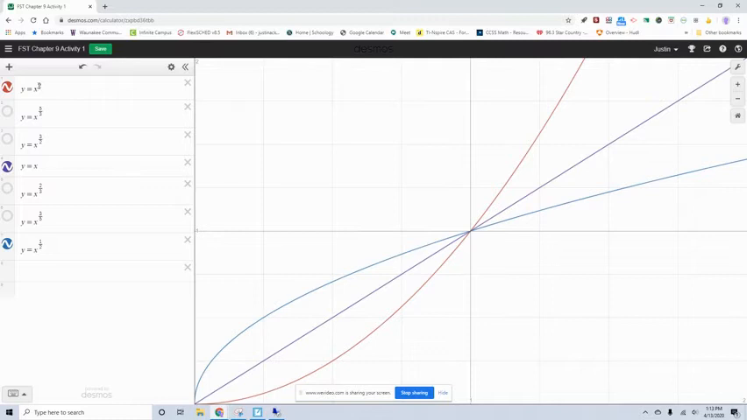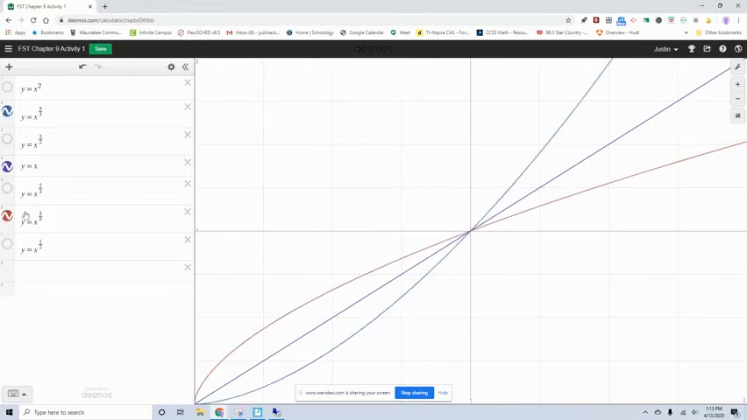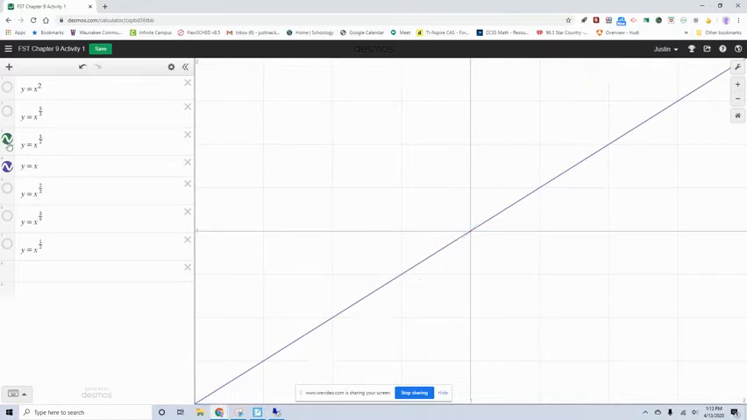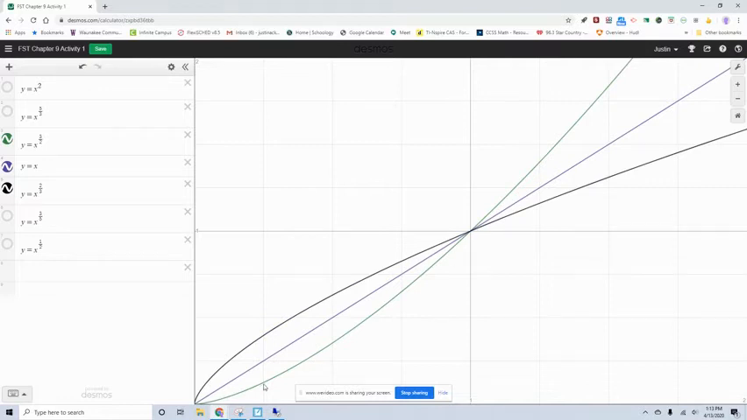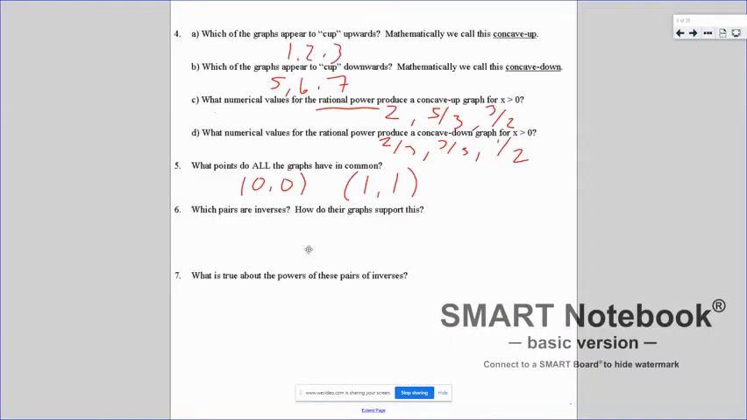So y equals x squared and y equals x to the 1/2. Those are inverses. These two are inverses. Y equals x to the 5/3, y equals x to the 3/5. Exact reflections over the line y equals x. And these two are inverses. Y equals x to the 3/2, y equals x to the 2/3. So the ones that are inverses are the ones that have the reciprocal exponents.